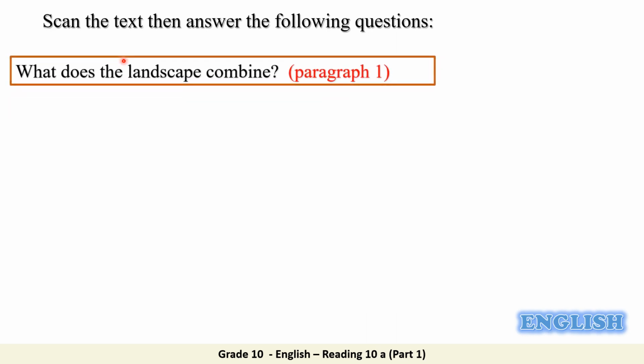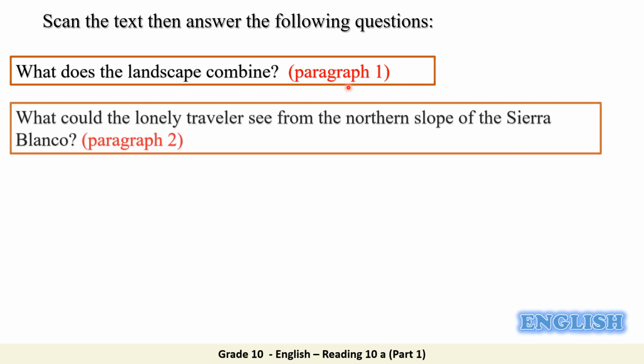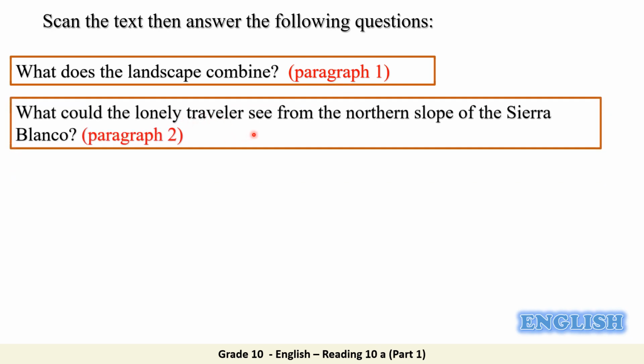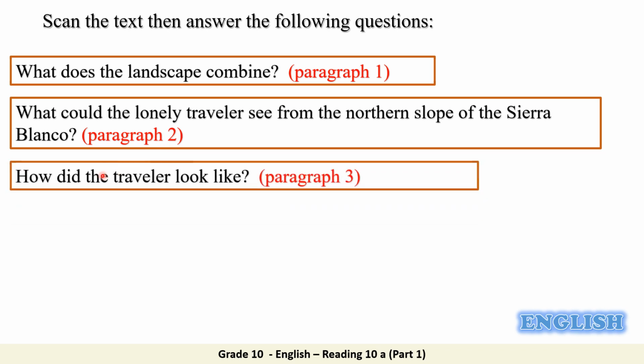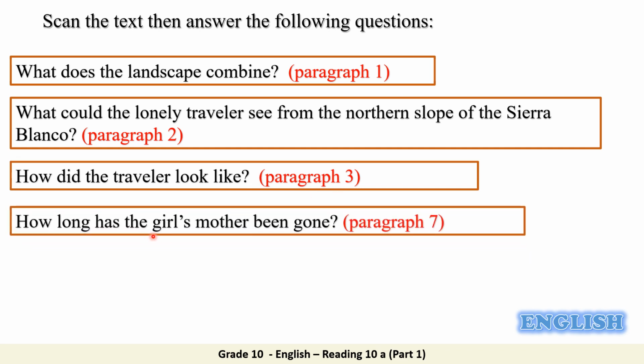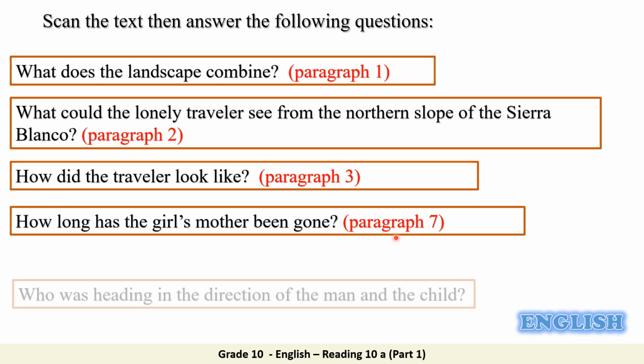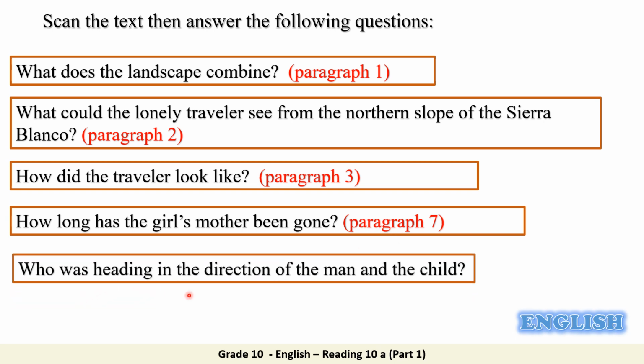Let's read the questions together. What does the landscape combine? You can find the answer in paragraph 1. What could the lonely traveler see from the northern slope of the Sierra Blanco? In paragraph 2, how did the traveler look like? You can find the answer in paragraph 3. How long has the girl's mother been gone? This is in paragraph 7. And finally, who was heading in the direction of the man and the child?